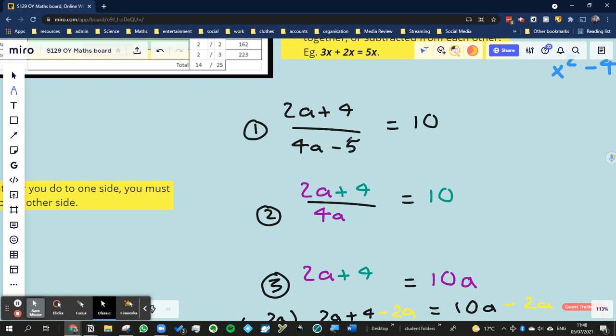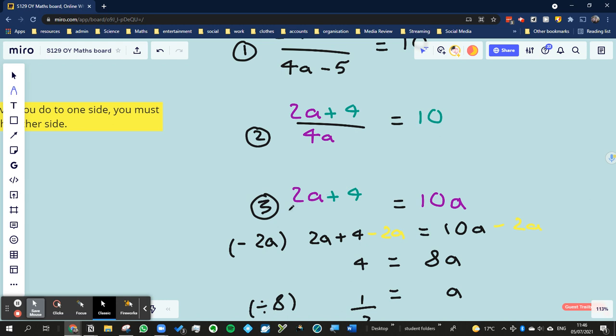Equation 1 is even more complicated because we have to multiply it by all of 4a minus 5. So we'll do that afterwards. I'll pause the video there. That explains how to solve equation 3. So I'll pause it just there.